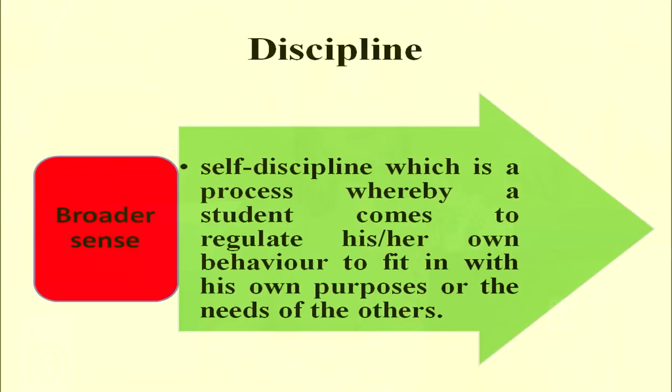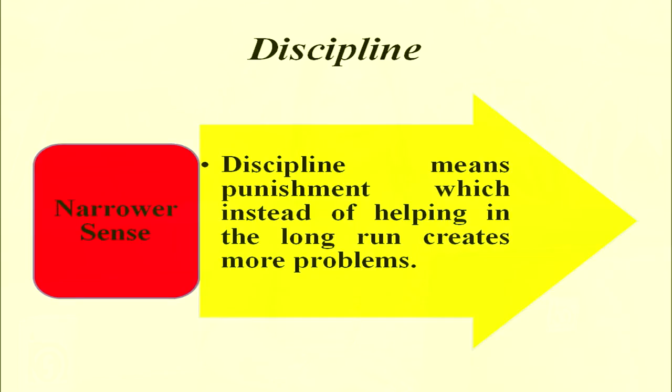Now, we will discuss discipline. In this, we will discuss how we can make our students disciplined. For this, we have to know the meaning of discipline in broader sense. Self-discipline is the process whereby a student comes to regulate his or her own behavior to fit in with his own purposes or the needs of others. Whereas in narrow sense, discipline means punishment where there is fear in the mind, which instead of helping in the long run creates more problems.